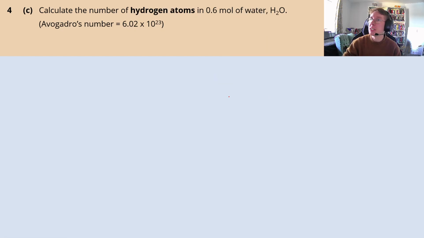4c then, and you'll notice this one is slightly different. We're being asked to calculate the number of hydrogen atoms in 0.6 moles of water. So we're being asked about atoms in a number of moles of water, which is a simple molecule. So little bit different. So let's see what we need to do here.